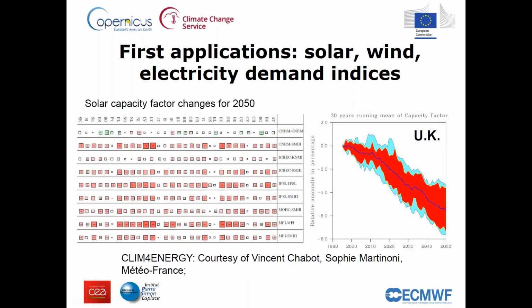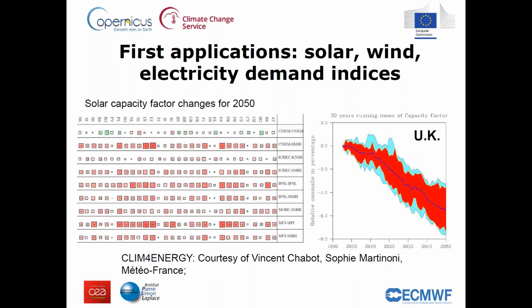from now to 2050, with a decrease of the solar capacity factor, which is due to several factors, of which the main is probably the increase in water vapor in the atmosphere, but also the increase in temperature, which makes the panels less efficient. So the solar capacity factor changes are actually quite robust in many models, but we can see also that not all models simulate the same amplitude on the left-hand side.